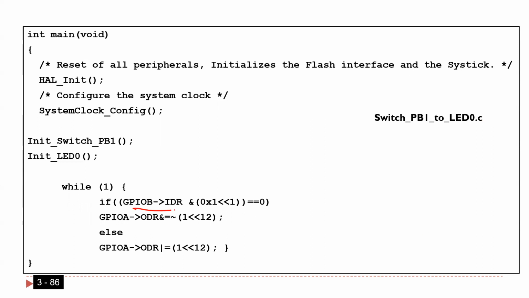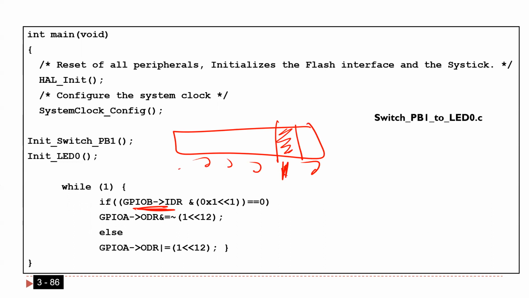I'm gonna check this bit. PB1. PB1 means this bit. So I need to check this bit. I have to put here 1 and 0 everywhere, as you see here. So here I'm gonna check this one. If I check this one and I find the result is 0, that means this one is 0. So if it is 0, I'm gonna put 0 to the LED. Otherwise, I'm gonna put 1 to the LED.